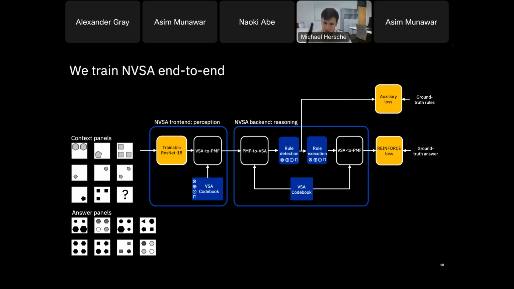We then update our ResNet-18, the weights of the ResNet-18, whereby all the other blocks are frozen. So all the VSA codebooks and all the rules are initialized or defined at the beginning of the training and fixed afterwards.